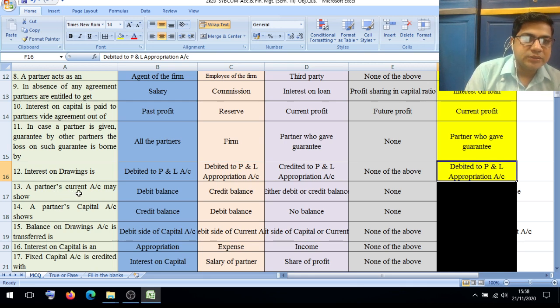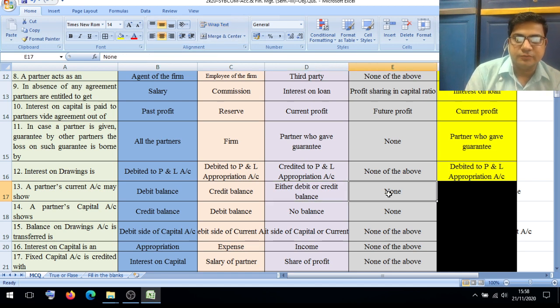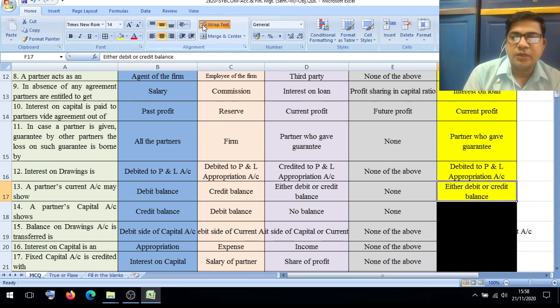A partner's current account may show debit balance, credit balance, either debit or credit balance, none. The answer is either debit or credit balance. There is no fixed rule about debit balance or credit balance, sometimes debit, sometimes credit.